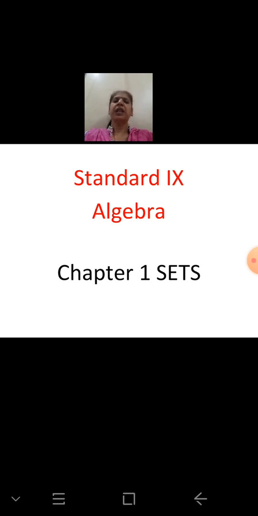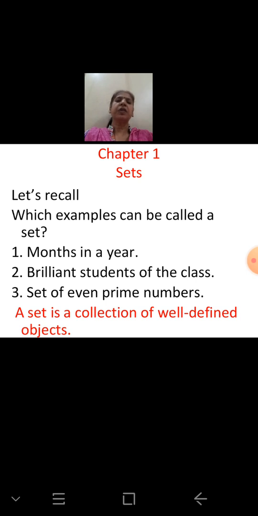Mathematics Part 1, Algebra. We have already studied sets, the teacher has started. We'll continue from there. Chapter 1, Sets. Let's recall what we have studied earlier in the previous session.